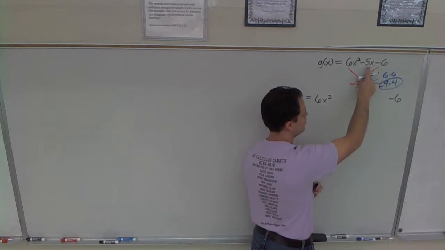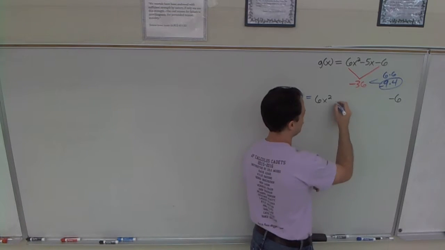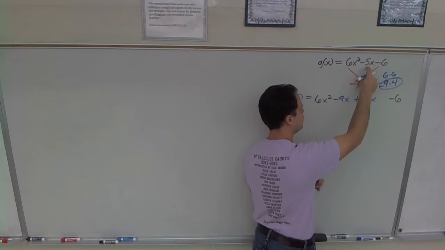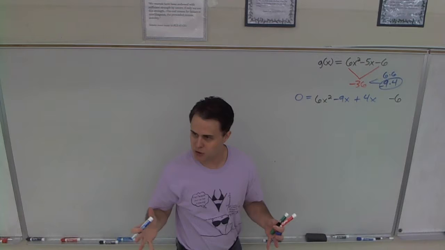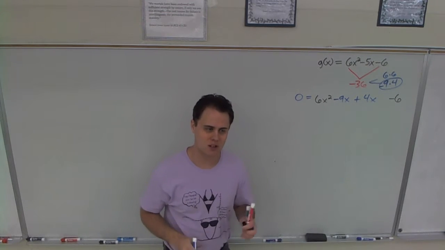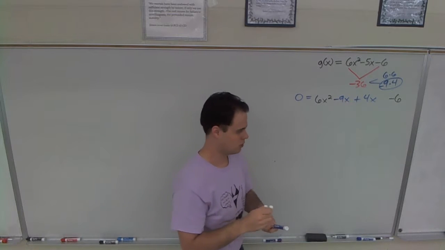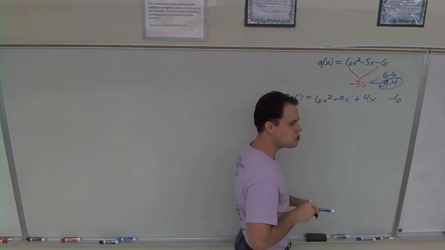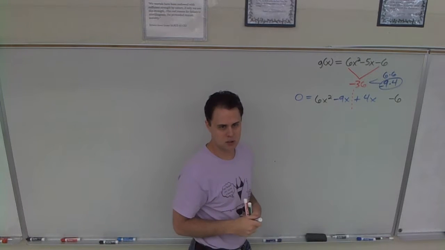Use this combination of x's. Negative 5x is negative 9x plus 4x, right? There's all kinds of other ways you could write it, but that's the clever one. Because now this will factor by grouping. So this is just using your other factoring techniques in a different arrangement.